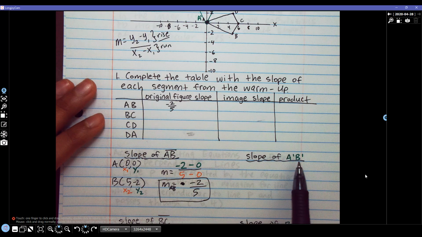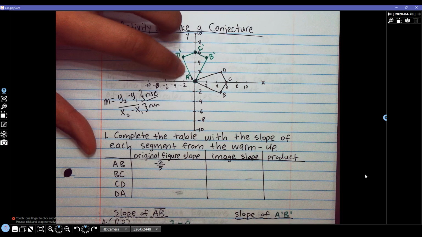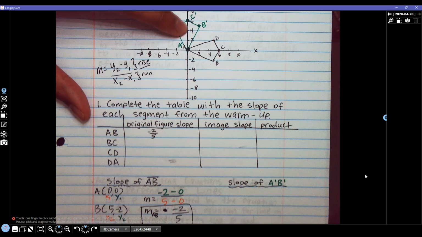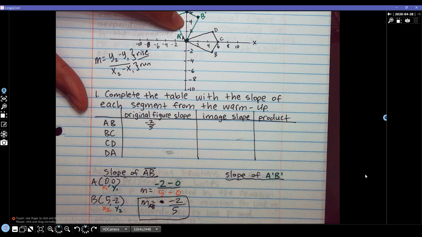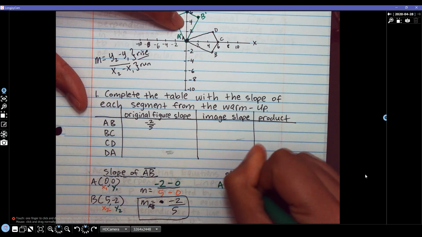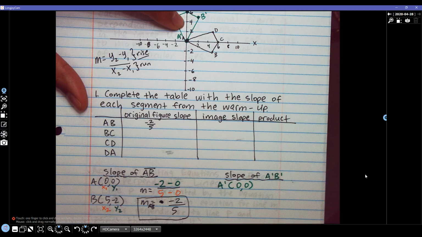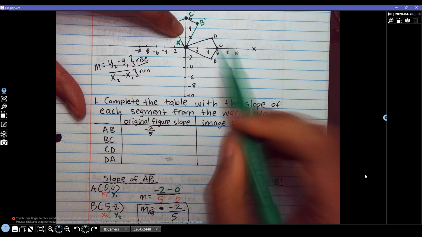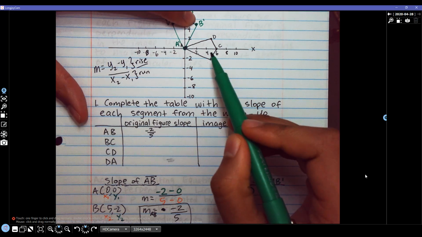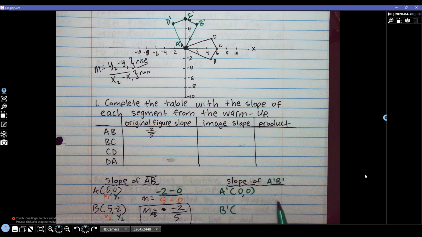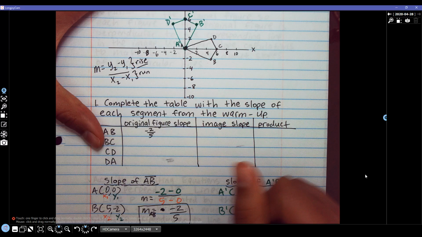All right, let's look at the slope of segment A prime, B prime. That is from our transformed figure, and you'll see that in green up here. So we know that we've still got A prime at 0, 0, and then B prime is at 2, +5. And if you're not sure where that 2, +5 came from, that was from the warm-up video.